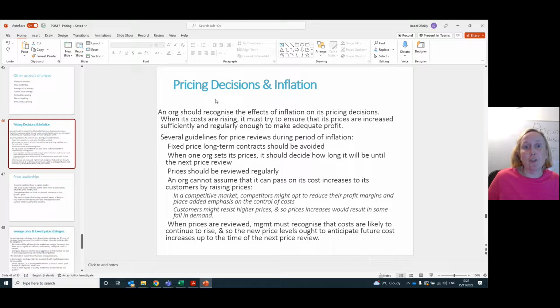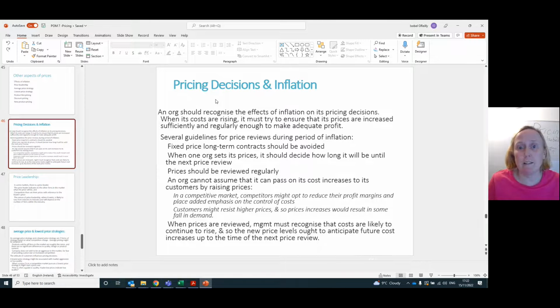So an organization should recognize the effects of inflation on its pricing decisions when costs are rising. We're currently in a period of inflation, so we should factor that in when we're setting our price, because maybe we only change the prices once a year or every few years. So whatever price we set now, are we locked into that? If this is a government tender, are we adequately allowing for inflation within a very tight margin that we probably are stuck with?